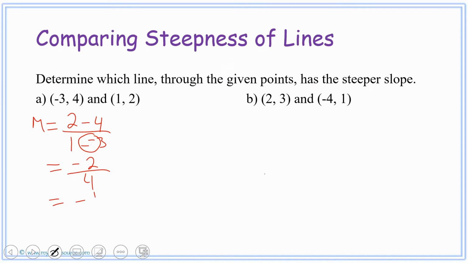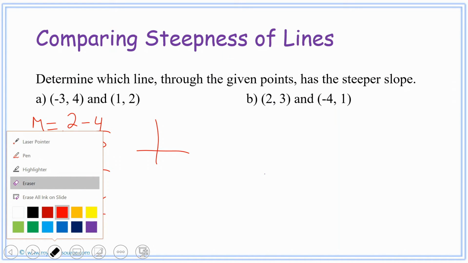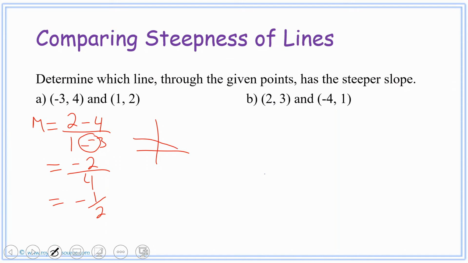Negative 2 fourths is the same as negative half. Now just remember, we're thinking of half in terms of steepness. We can see this is a negative slope. We know that it will look something like that. But how steep would it be? Because it's the absolute value of half, it's actually not going to be as steep as I drew there. It's actually going to be a little bit wider, and we'll do some little examples there. It would look possibly more like that, right?